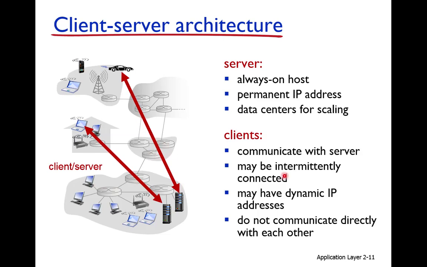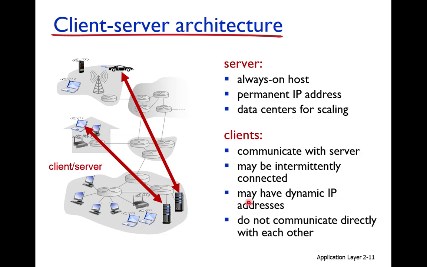So the user can be intermittent. For example, sometimes the user comes to access the Gmail server and sometimes closes the mobile phone and disconnects from the internet. It is their own choice. But the server doesn't have a choice. It is always running on a host, and it has a permanent IP address. If its IP address changed, for example for Gmail, then the client would be disturbed.